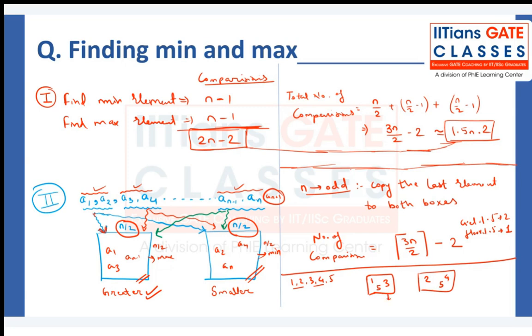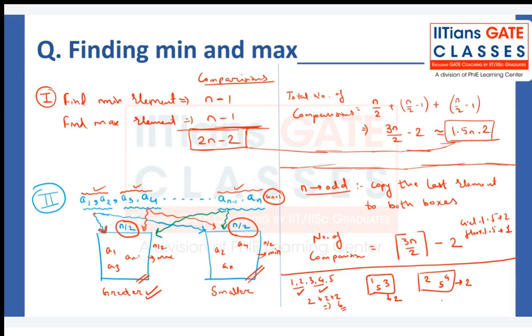Now in this, to find the minimum, we have 3 elements, so we need to do two comparisons. And even here we need to do two comparisons. So what is the total number of comparisons? 2 plus 2 plus 2. Right, these two. So the total number of comparisons comes out to be 6.